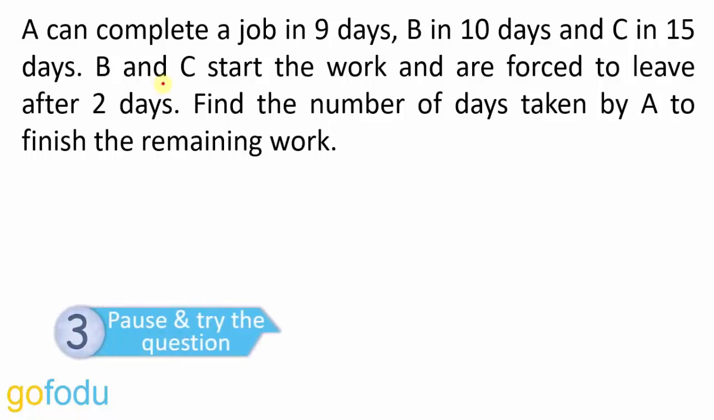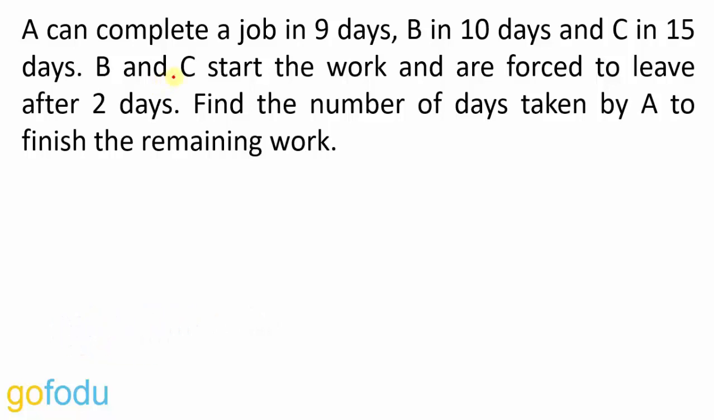All right, three people, A, B, and C, if they work together, we can do 1 upon A plus 1 upon B plus 1 upon C is equal to 1 upon T. But here, two of them start working together and they leave after 2 days. Well, we'll do the same thing.